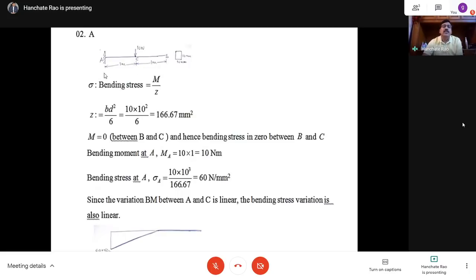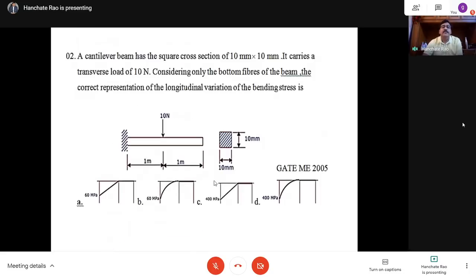So straight line. So which response is correct? So you can see this response up from here to here is 0. At A it is 60. Variation is linear. So this response is correct. Answer A is correct.